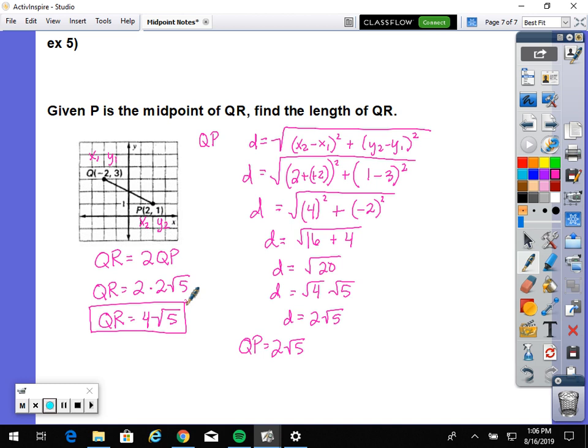Great. Okay, so hopefully you got some information about midpoint, how to use midpoint with different segments, how to find the midpoint, and how to find the length given a midpoint.